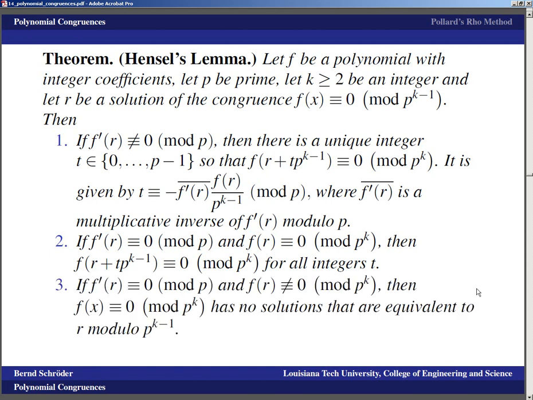And finally, if this derivative is equivalent to 0 modulo p, and f of r is not equivalent to 0 modulo p to the k, then the congruence f of x equivalent to 0 modulo p to the k has no solutions that are equivalent to r modulo p to the k minus 1. So it's not that it doesn't have any solutions at all, it just doesn't have any solutions that can be reduced back to the solution that comes from the congruence modulo the smaller power of p.